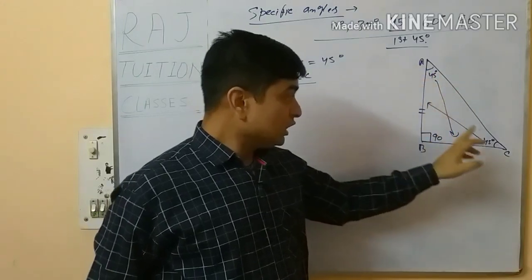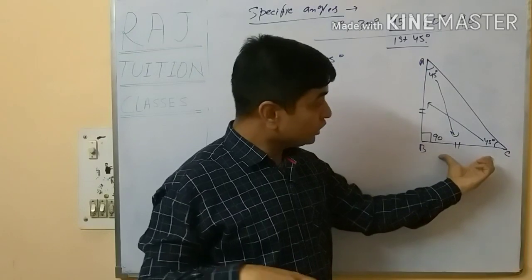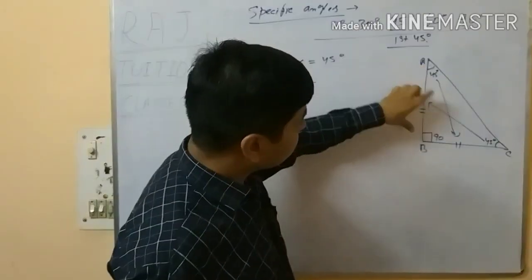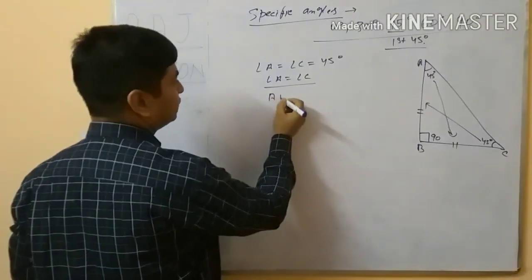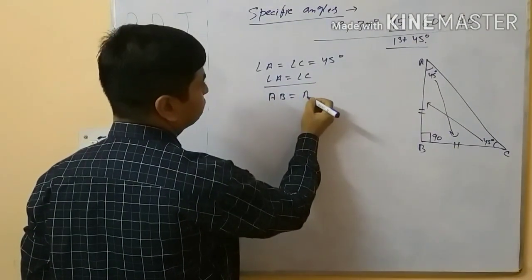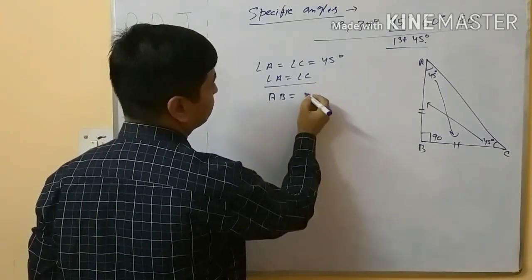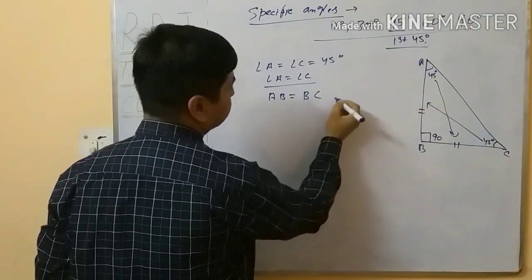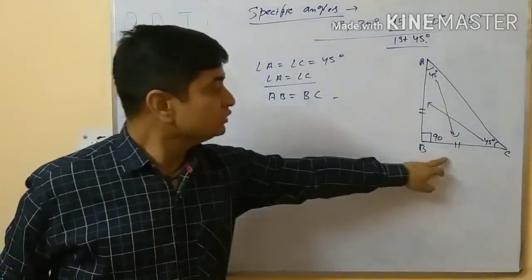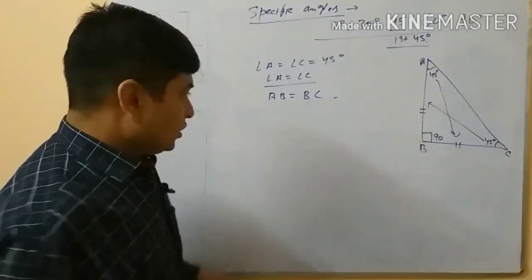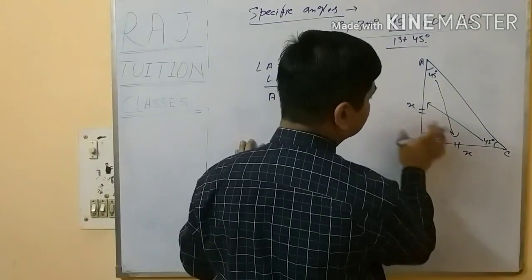So angle A equals angle C means the side opposite to angle A will also equal the side opposite to angle C. That means AB equals BC. This is the statement: AB equals BC. Let's take it as X, so BC will also become X.